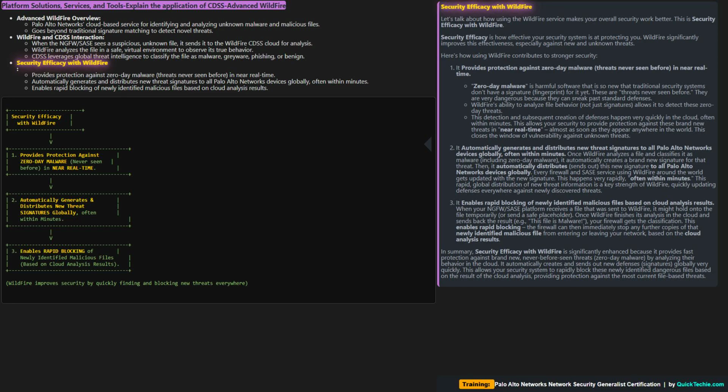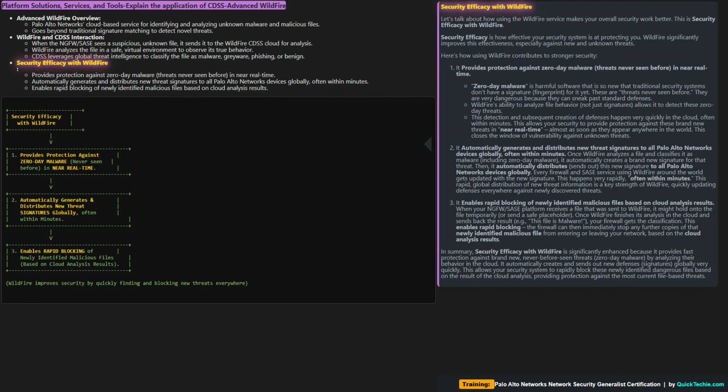This rapid, global distribution of new threat information is a key strength of WildFire, quickly updating defenses everywhere against newly discovered threats. 3. It enables rapid blocking of newly identified malicious files based on cloud analysis results.